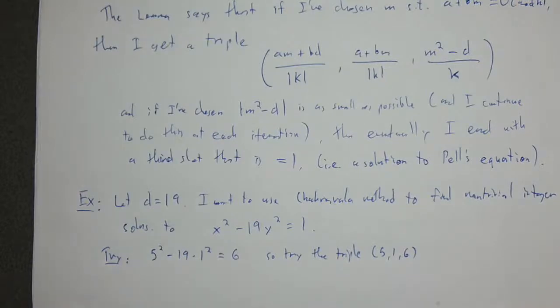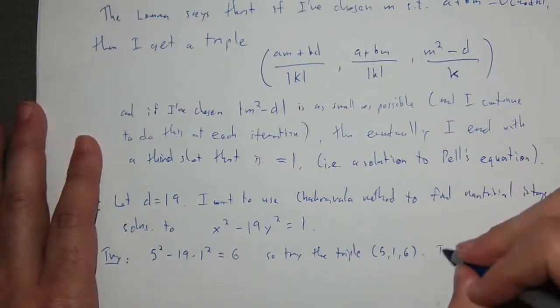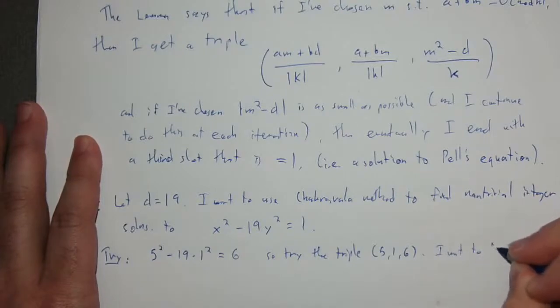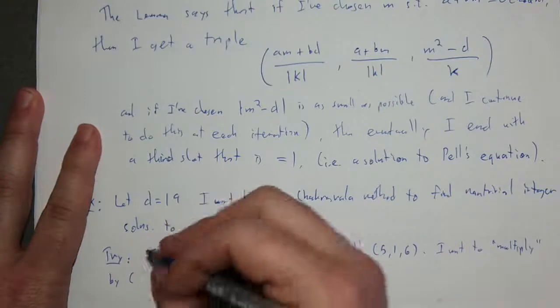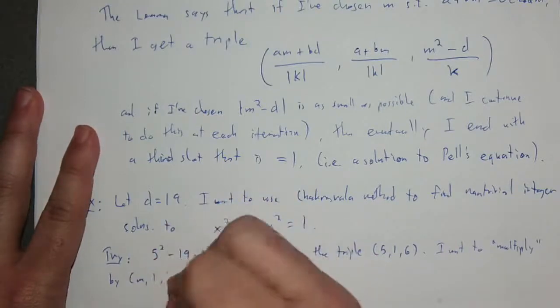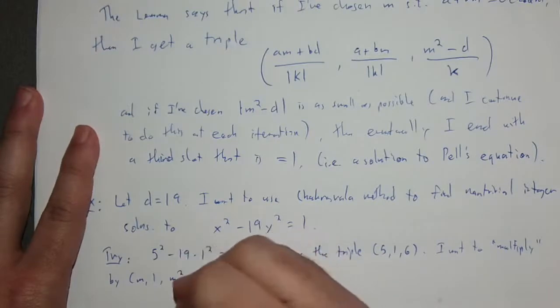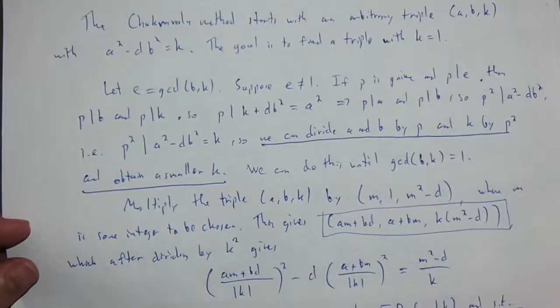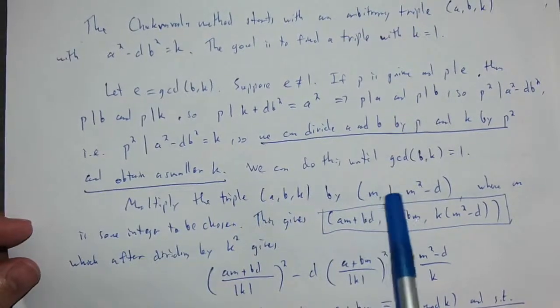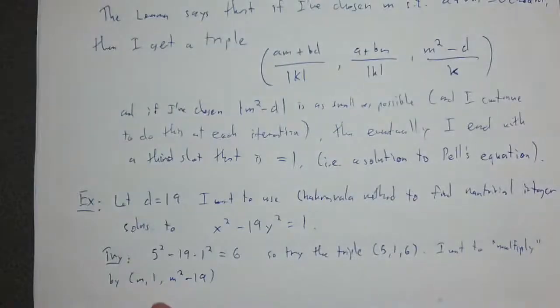All right, so we have 5, 1, 6. Now I want to multiply by m, 1, and m squared minus 19. Where does that come from? Let's go back to my step. My step here says I want to multiply this triple by m, 1, and m squared minus d. So m, 1, m squared minus 19 is what I want to multiply by.